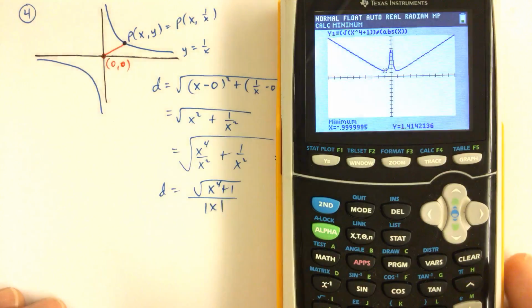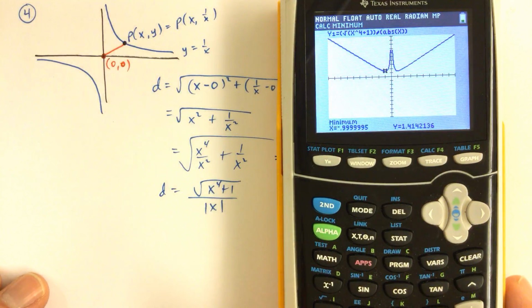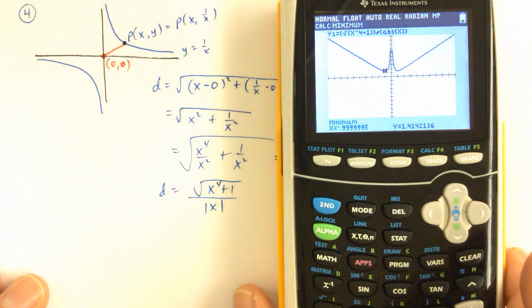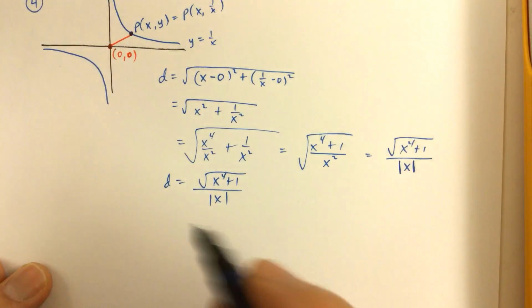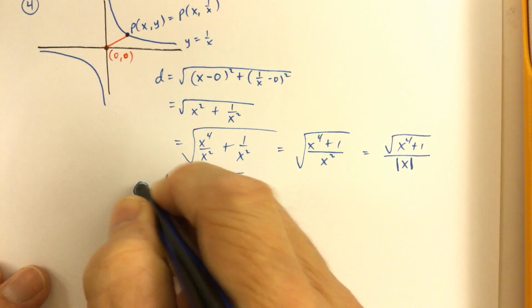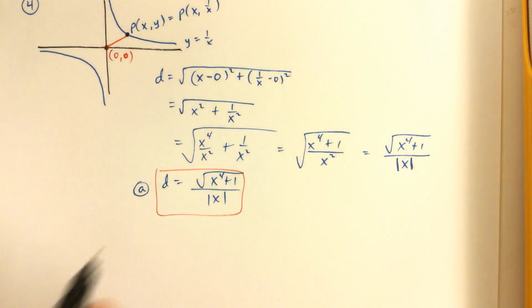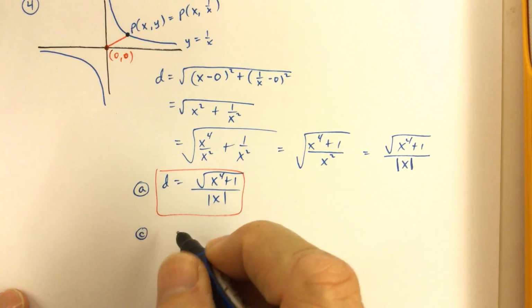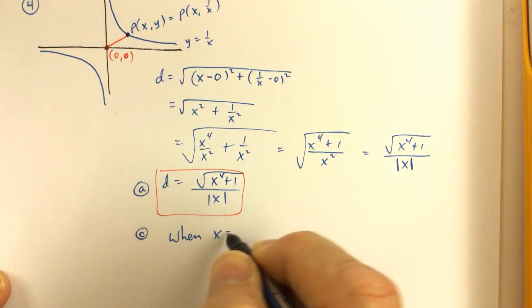So negative 1 is the x value at which the distance would be a minimum, and at all other points along the curve, the distance would be larger. So this is part A right there. Part B, we graphed it, and then part C, the distance is a minimum when x is equal to negative 1.